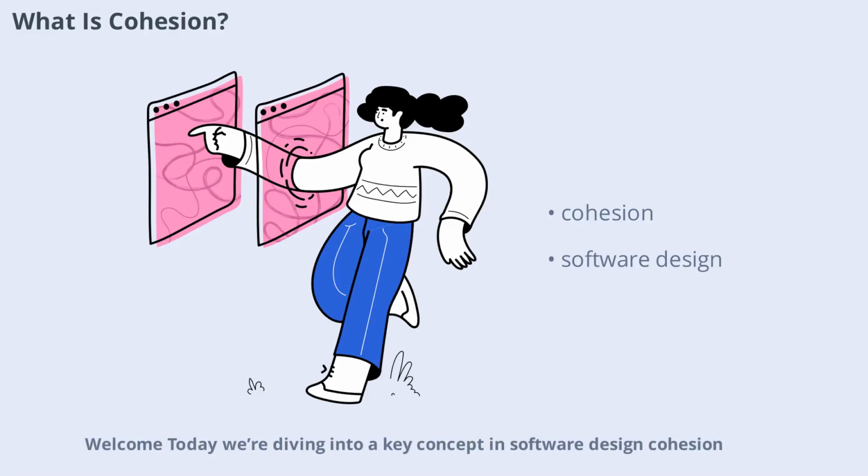Welcome. Today, we're diving into a key concept in software design, cohesion. If you've ever wondered why some code is easier to work with than others, cohesion is often the answer. While coupling describes how much different modules depend on each other, cohesion focuses on how closely related the responsibilities within a single class or module are. In other words, does everything inside a module belong together?